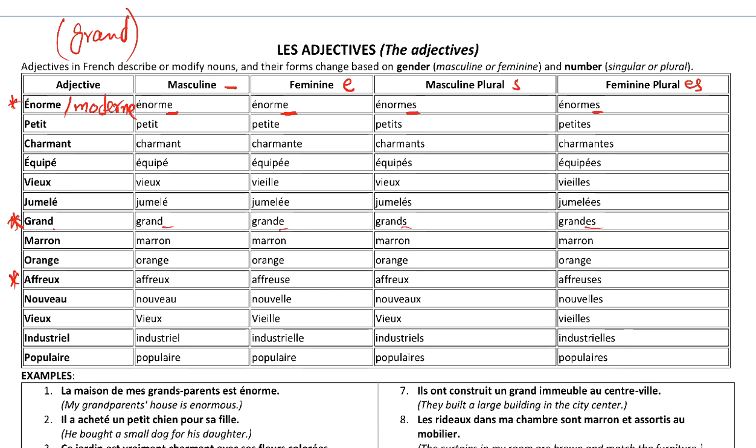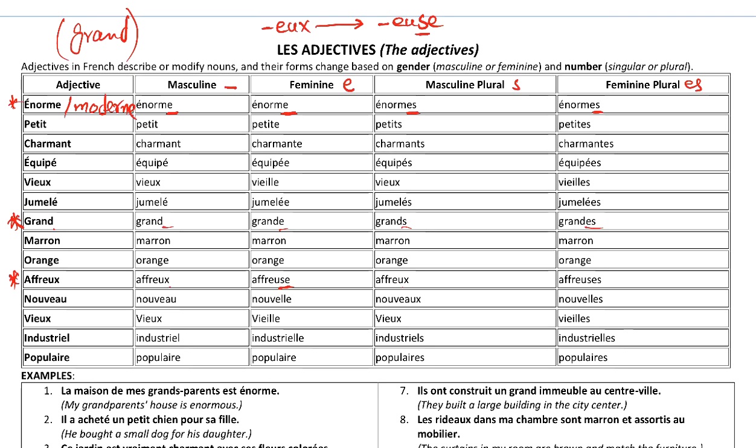Next adjective is affreux. Affreux means dreadful, horrible. The room is horrible. I mean, if the room is messy, you can say affreux. What you do here: sometimes there are a few types of adjectives that end with eux. You need to replace it with euse. It means you need to replace x with s. So affreux changes into affreuse.